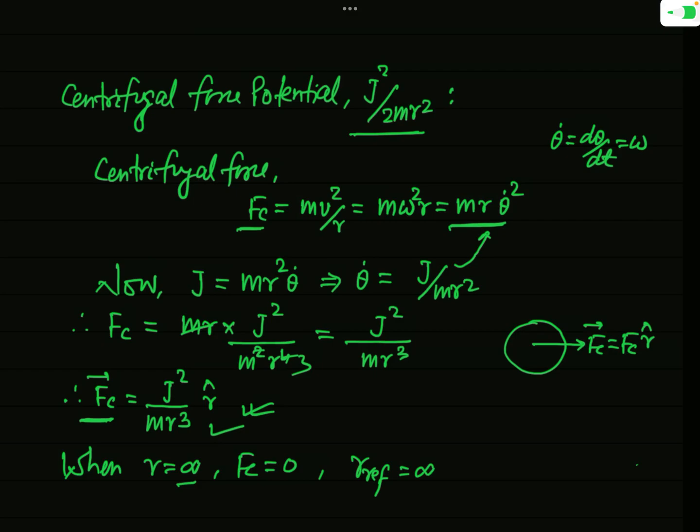Our aim is again to find the potential energy due to this centrifugal force at a point where r is equal to r. So what will be this potential energy? If you denote this potential due to Fc by, let us say, Vc, then this will be minus integral from infinity to r of Fc dot dr. This is the general formula for finding the value of potential or potential energy.